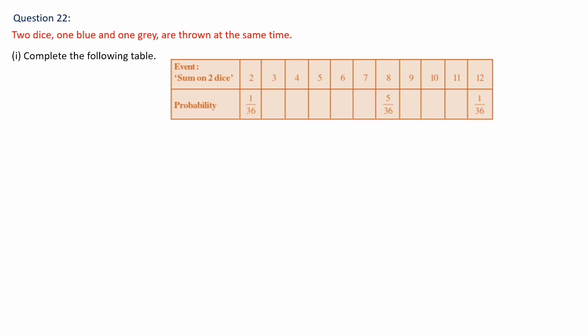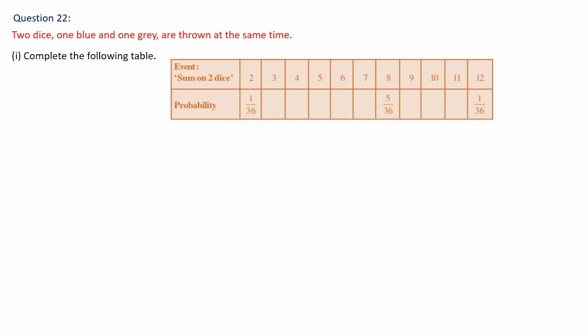Suppose on the first die you get one number, and on the second die you get another number, and you take the sum of these two numbers. The minimum sum you can get is 2, because the minimum number on the die is 1. So if you get 1 plus 1, that is 2. So the minimum sum possibility is 2, and the maximum sum possibility is 12, because the maximum number on the die is 6. 6 plus 6 is 12.